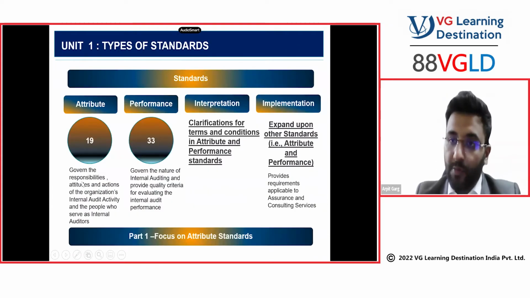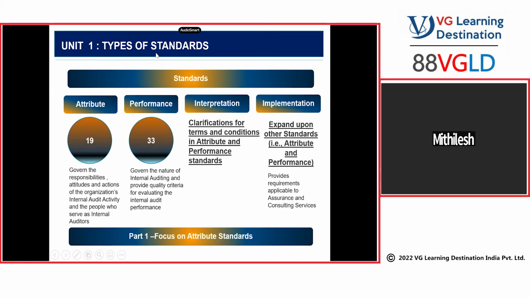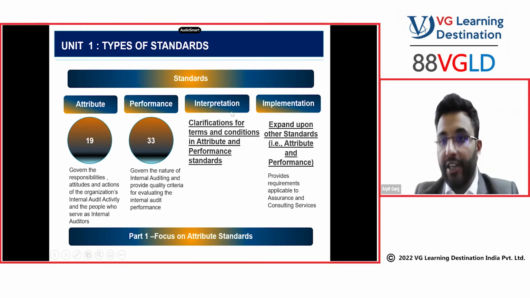Attribute standards will govern the responsibilities, attitudes, and actions. Performance standards will tell us that this is the nature of work that we can do, and provide the quality criteria to evaluate the performance. Does that make sense? Attribute standards and performance standards, how do we differentiate between the two? Is that clear? Yes. Yes, sir. All right. So now coming to the third and fourth types of standards, which are interpretation and implementation.